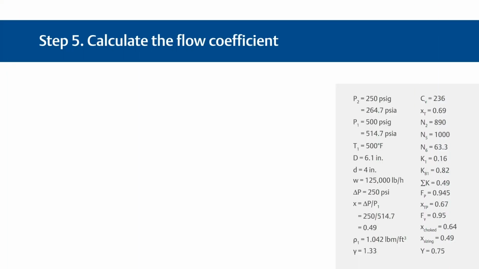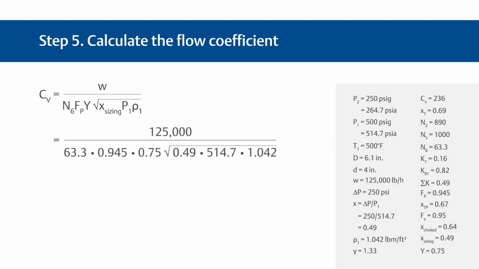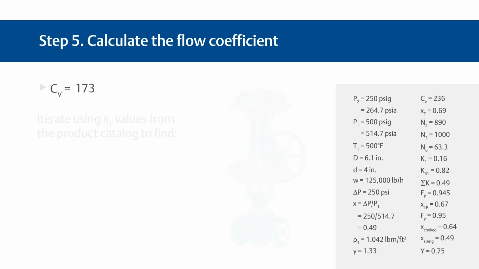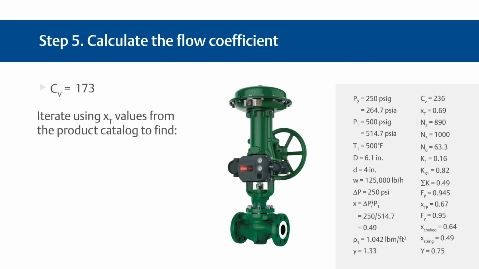Finally, for step 5, calculate the required flow coefficient, or CV. Use the standard equation for CV and apply the variables for a value of 173. Repeat the calculation using the published X sub T values for the valve until agreement is obtained between CV and X sub T. This results in a required CV of 169 and X sub T value of 0.754.